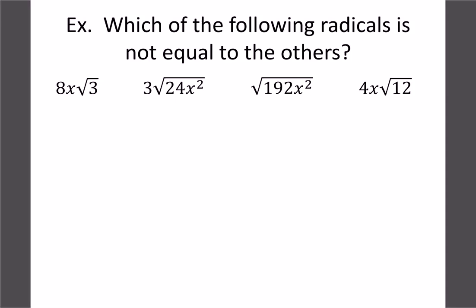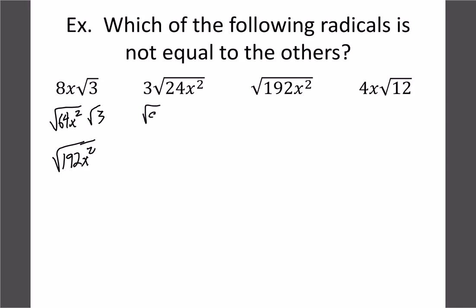So the last type of question we have is it's asking which one's not the same as the others. So in this case, by looking at them, it's hard to compare, but if we change them all to entire radicals, we should be able to see. So the first one we'd have 64x squared and 3. So 64 times 3 is 192. So 192x squared would be the first root.